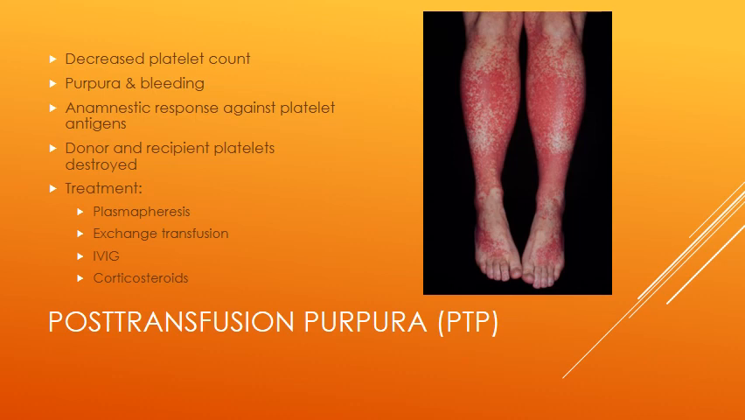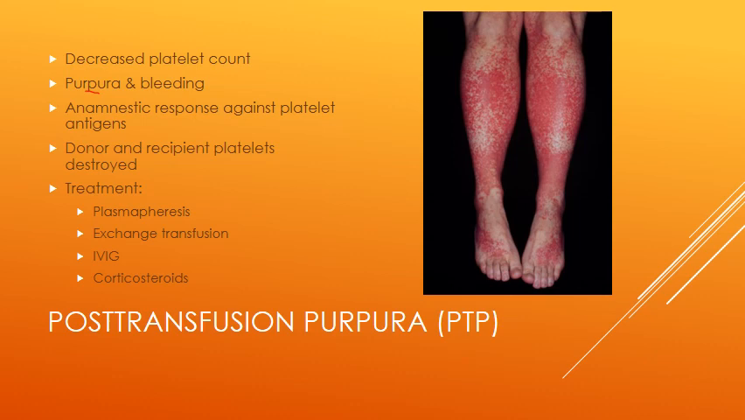Okay, this is again another unlikely, rare situation that can occur. It usually occurs in patients 5 to 12 days post-transfusion, so it's delayed. And what happens is after the transfusion, in those 5 to 12 days, all of a sudden the patient's platelet count drops through the floor, and they have all of these purpura and bleeding episodes, which you can see here in the picture.